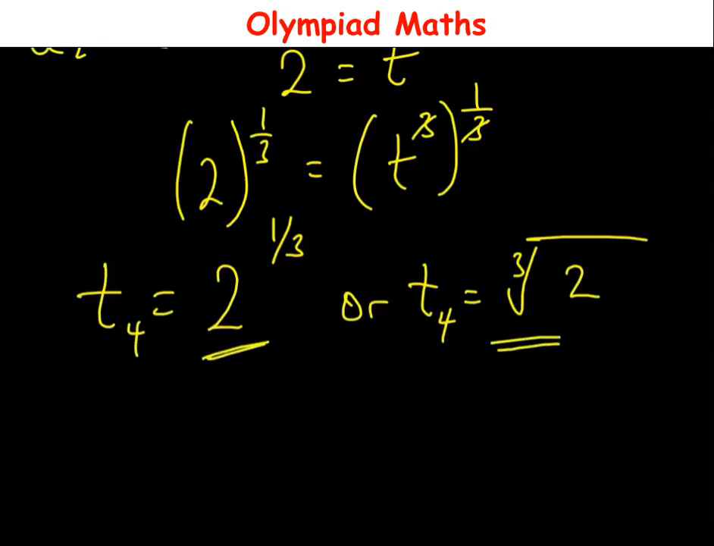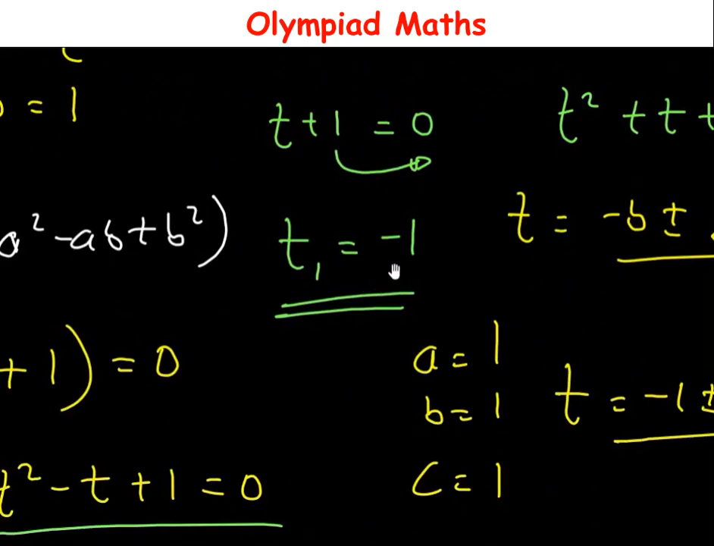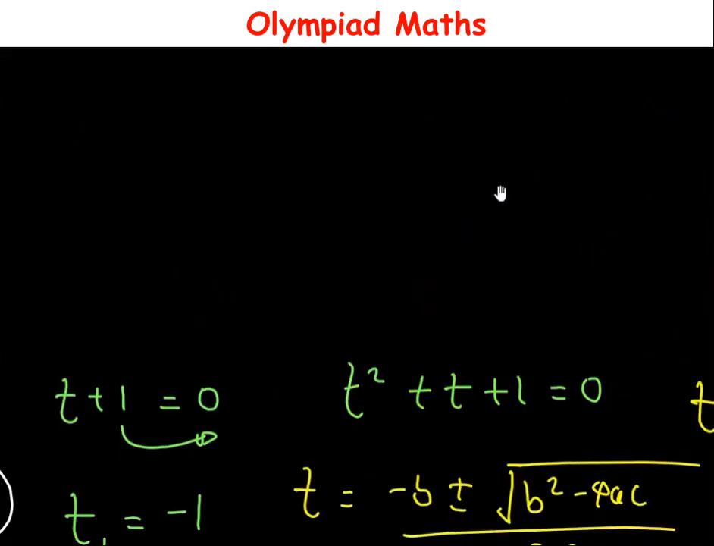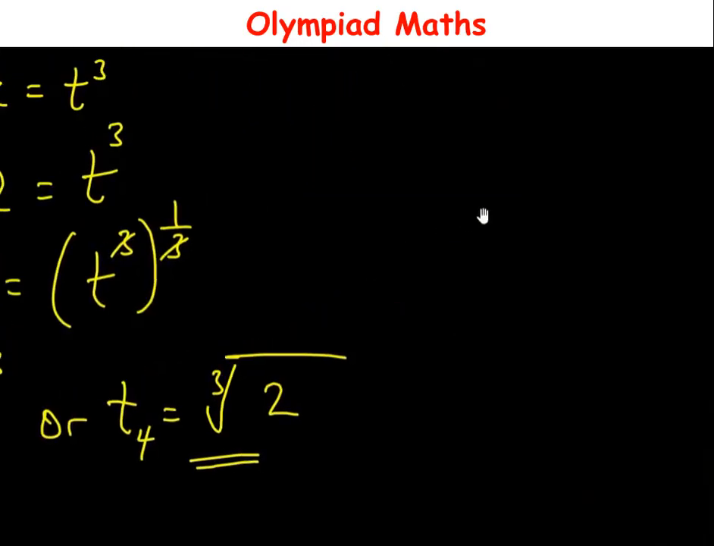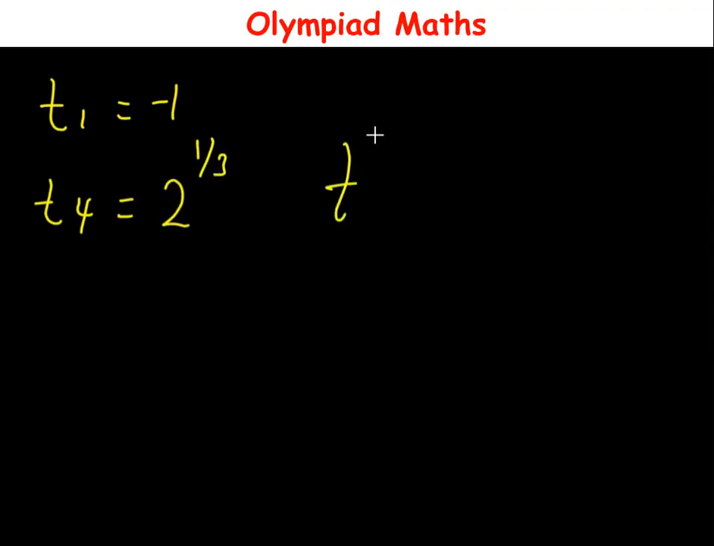Good. Now, we have two real solutions and two complex solutions for the value of t. So this is the first real solution, t4 equals 2 raised to the power 1 over 3, and the second real solution is that t1 is equal to minus 1. So let us check if the solutions for t that we got will satisfy the given equation. t1 was equal to minus 1 and t4 is equal to 2 raised to the power 1 over 3. And the equation is t raised to the power 6 minus t raised to the power 3 is equal to 2. So let us check.